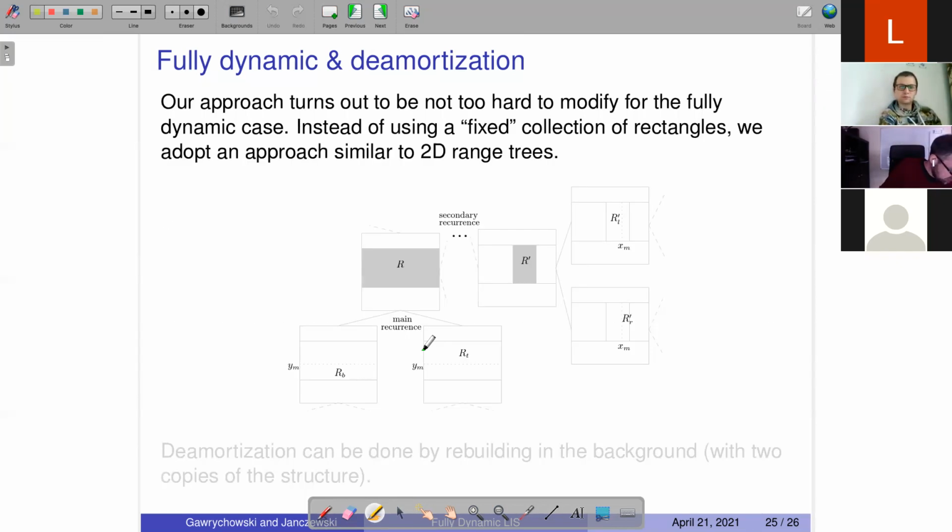And the last part is the amortization. What I've described was amortized, mainly because we have to wait for sufficiently many deletions to happen, and only then we recompute. And this recomputation takes O tilde L time for every roughly L deletions. But this can be deamortized by a standard method. So you just maintain 2 copies of each part of the structure. You keep rebuilding in the background, and you use the other one, and then you swap.